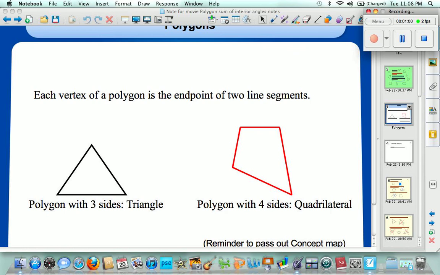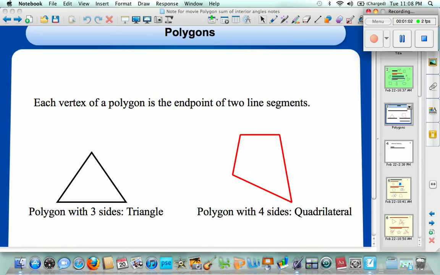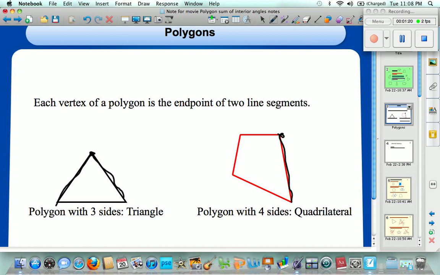Another important characteristic, each vertex of a polygon is the endpoint of 2 line segments. So what I mean by that is, here I've got a vertex connected by 2 line segments right here. Okay, over here I've got a vertex. There are 2 line segments that are connected to it. So a polygon with 4 sides is called a quadrilateral. Polygon with 3 sides is called a triangle.